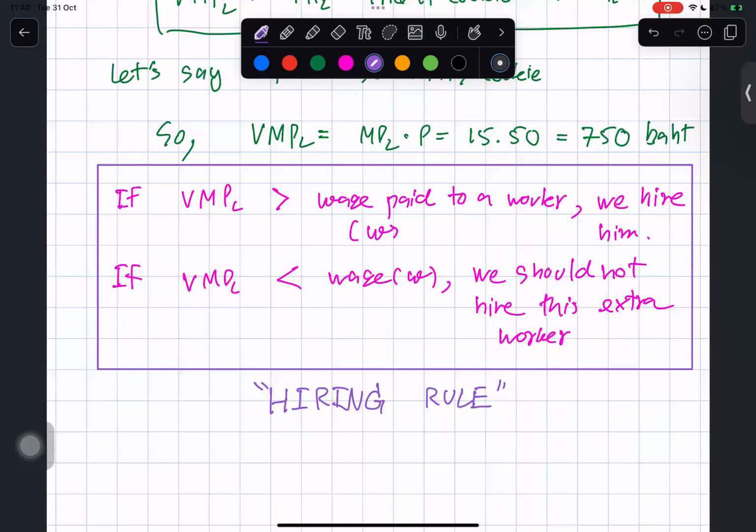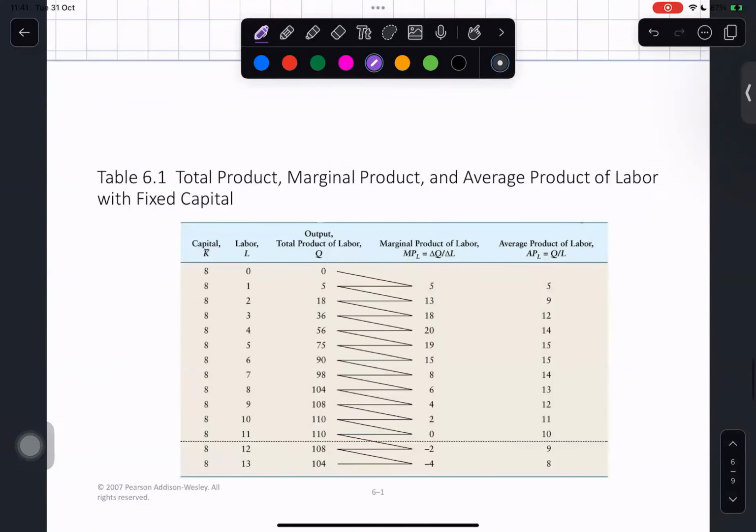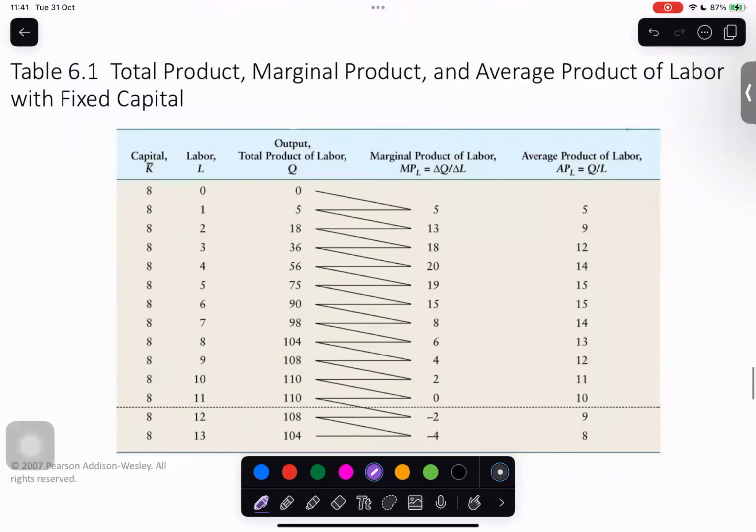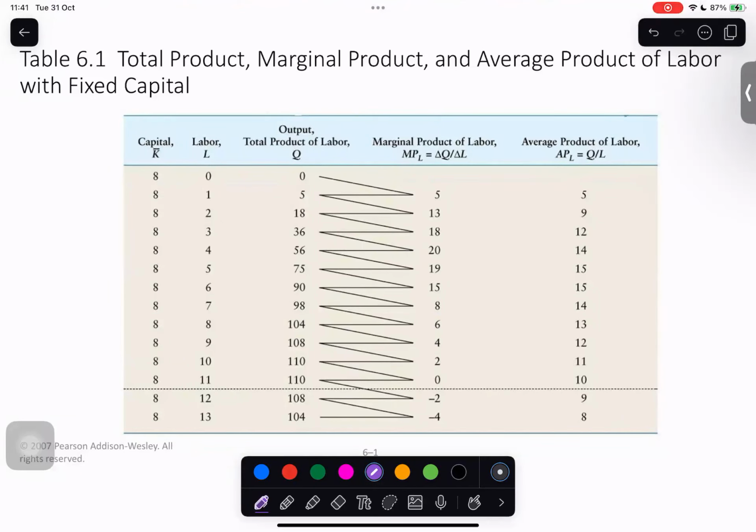Now it's time to look at numerical example for these three. The name of the table is total product, marginal product and average product.